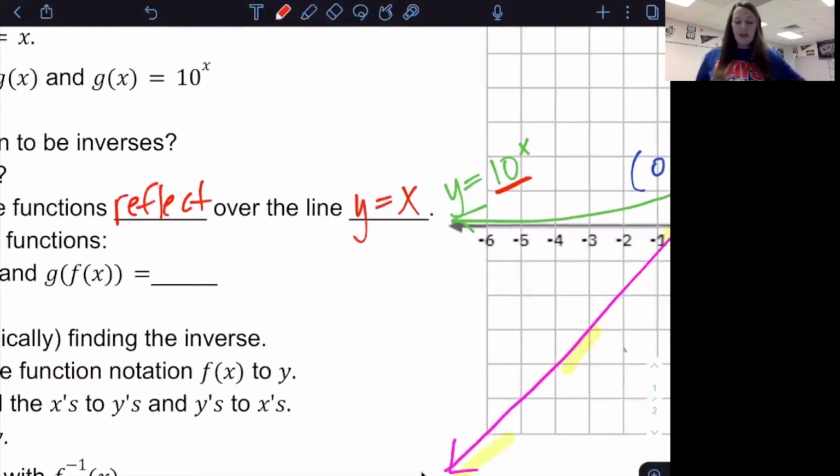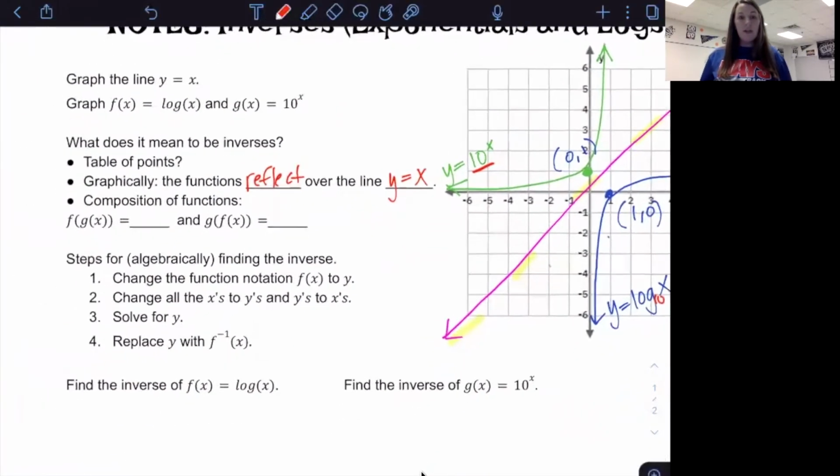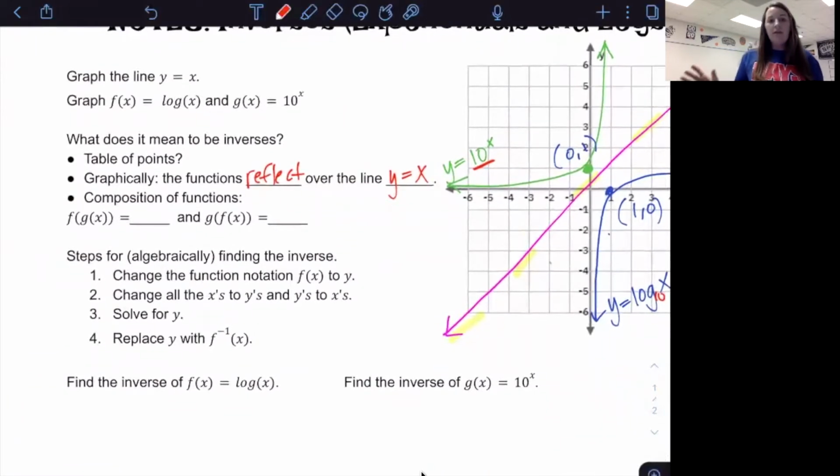And then if we were to create our compositions, which we discussed earlier this year, if we would take the function g of x and plug it into f, and take the function f of x and plug it into g, those two compositions, f of g of x and g of f of x, would both simplify down to just a plain x.